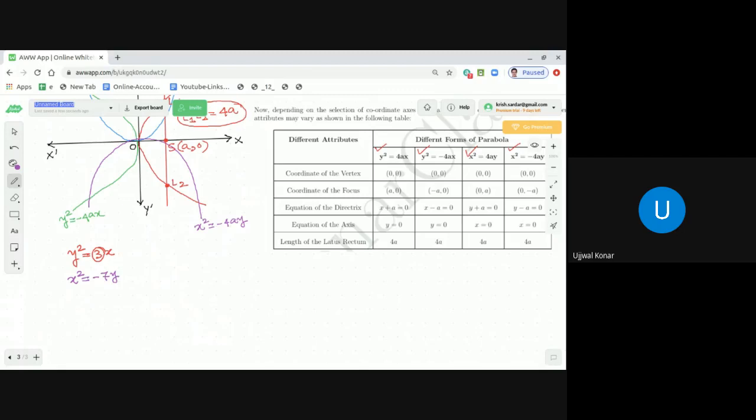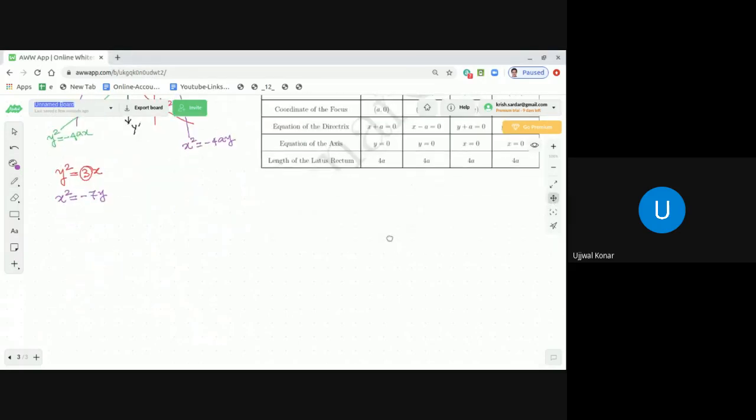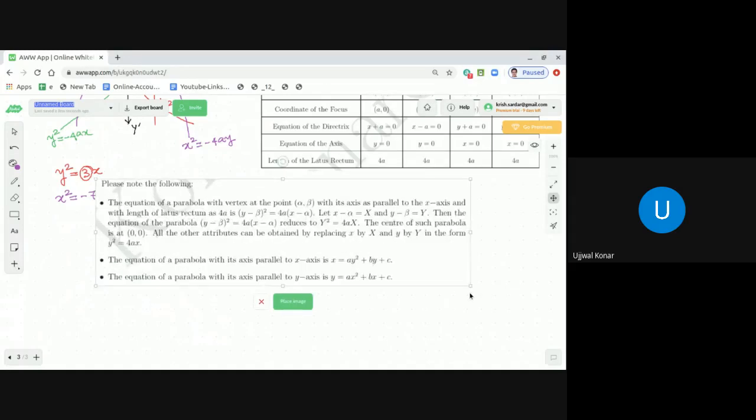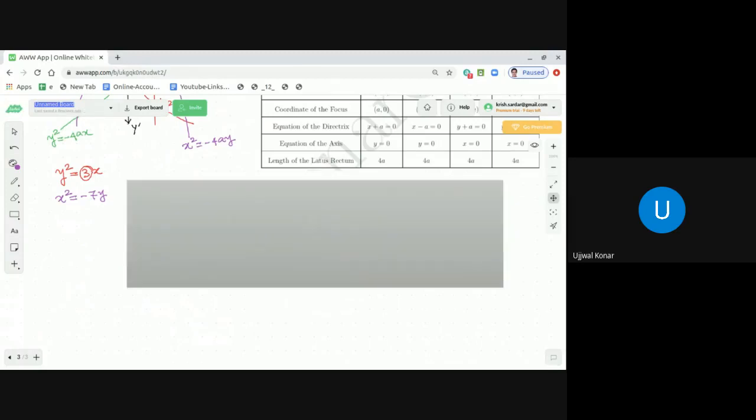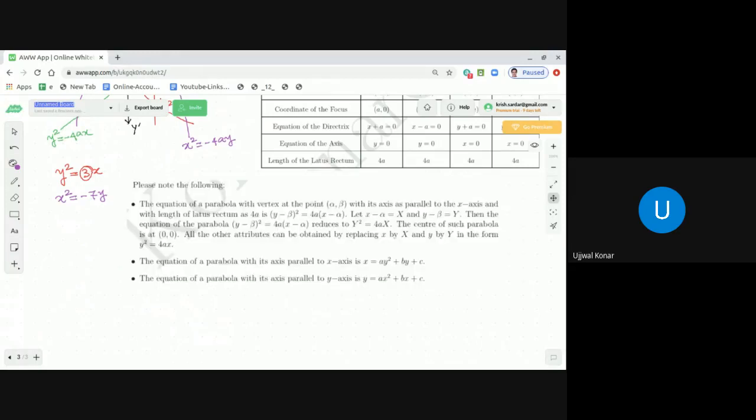Now, let me first write it down and then follow it with its explanation. So please note the following points: the equation of a parabola with vertex at the point alpha, beta, with its axis parallel to the x-axis and the length of latus rectum 4a, is y minus beta whole square is equal to 4a into x minus alpha.